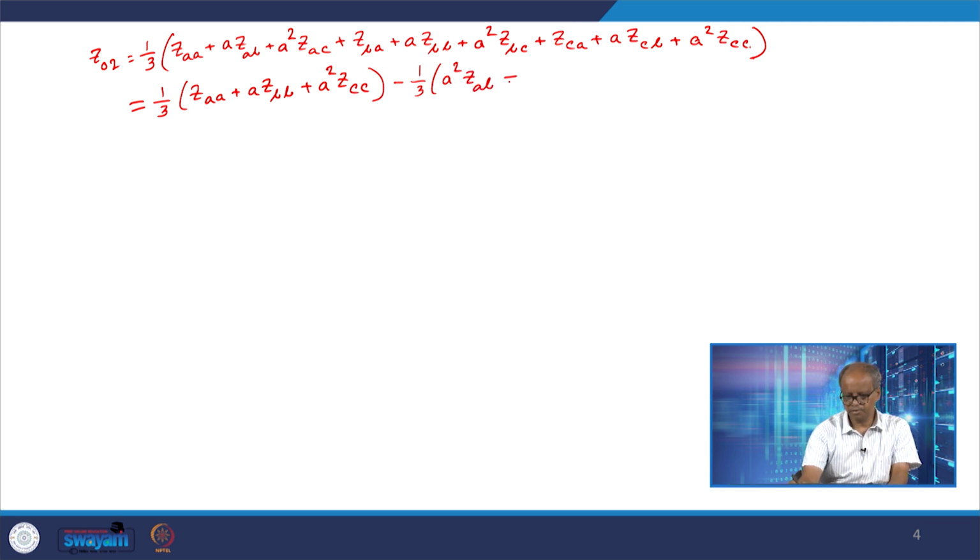Then it would be plus A square ZAC, and ZCA means ZAC. A square plus 1 is minus A. So minus AZCA, and then A square ZBC plus AZBC, or rather AZCB means AZBC. So A square plus A is minus 1. So plus ZBC.